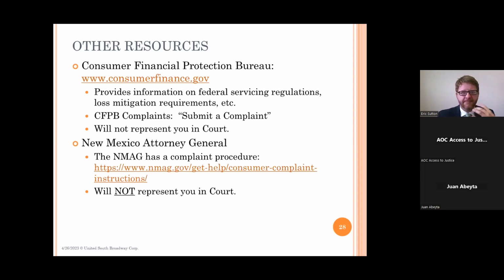But those responses can be very general and minimal and may not actually help in any way resolve a situation. But the most important thing is the government does not represent somebody in court. They might address a situation if they see a pattern forming by a bank acting as a bad actor, but that's never going to be something that's going to protect a borrower in a particular foreclosure lawsuit.